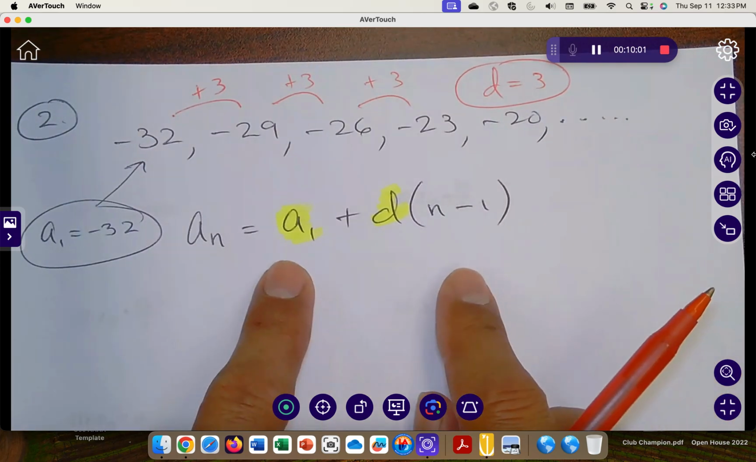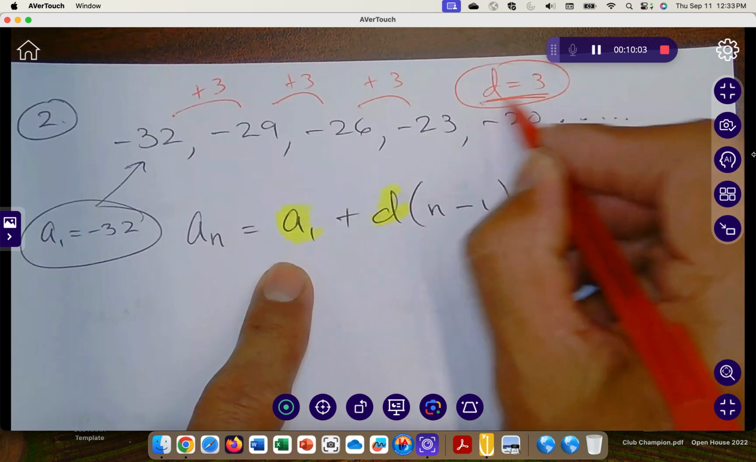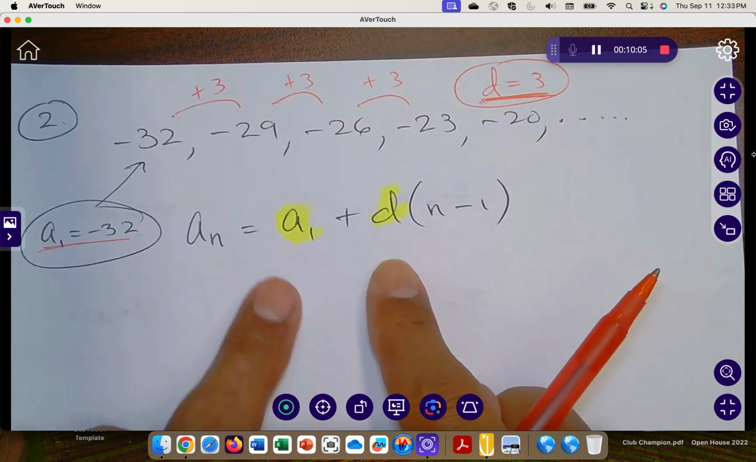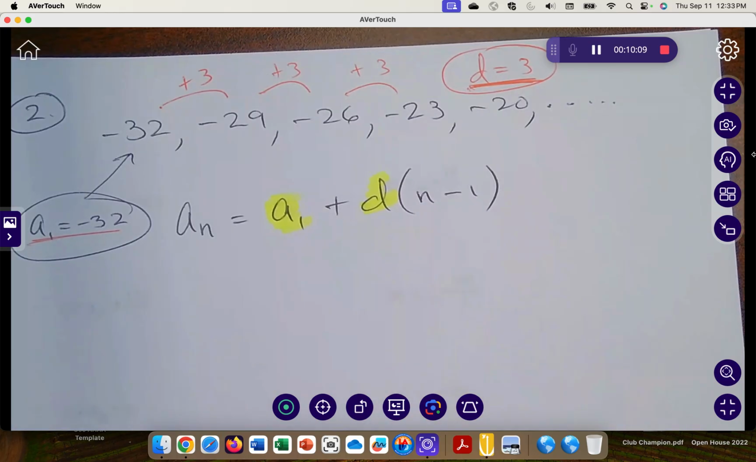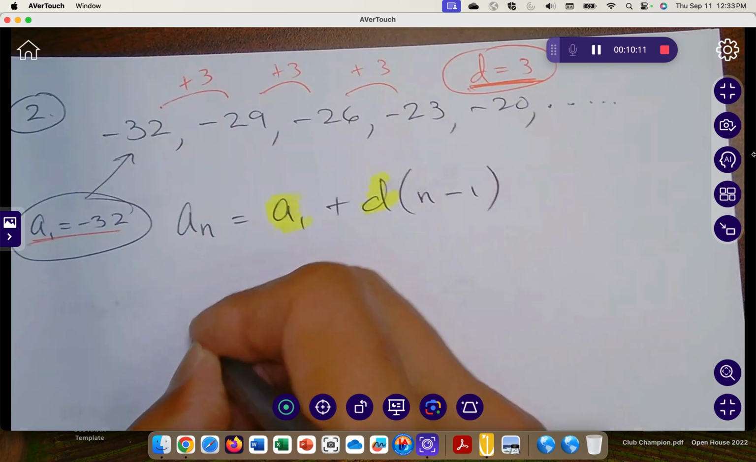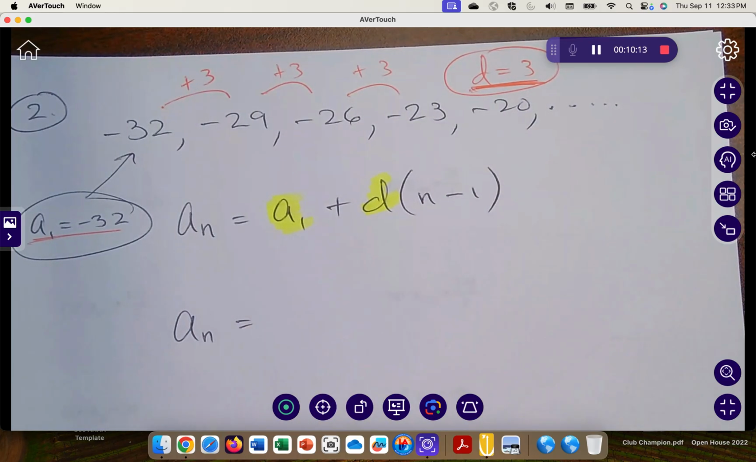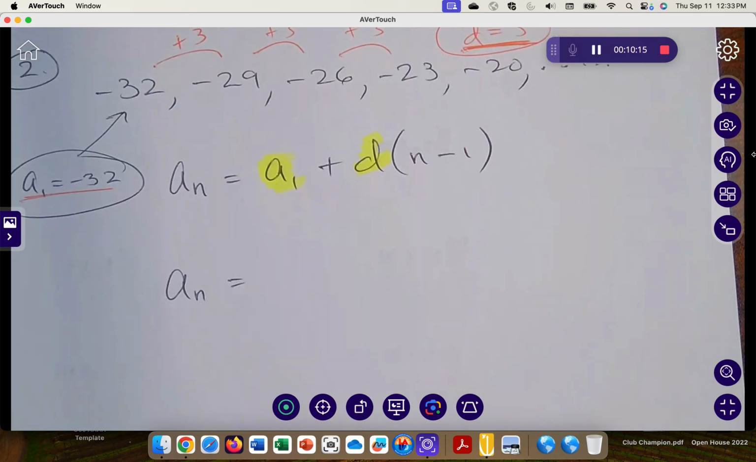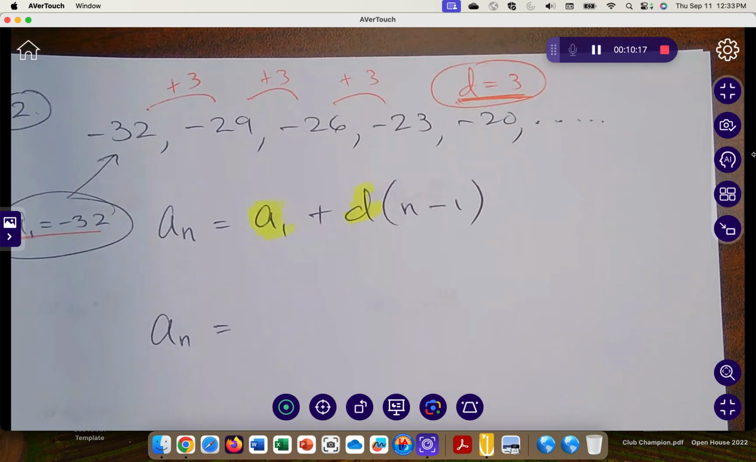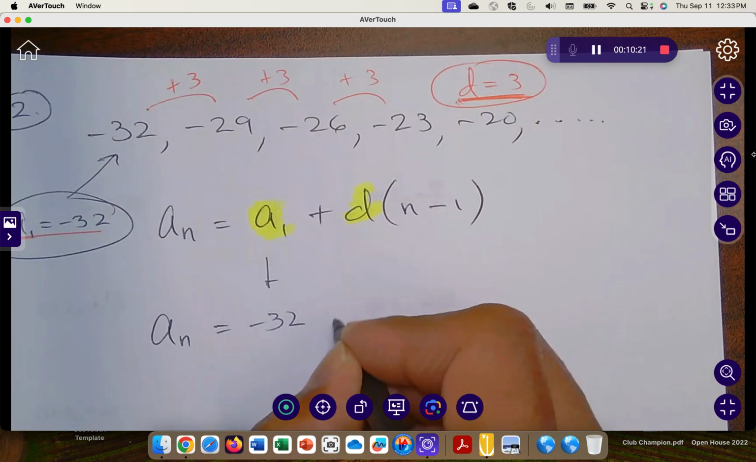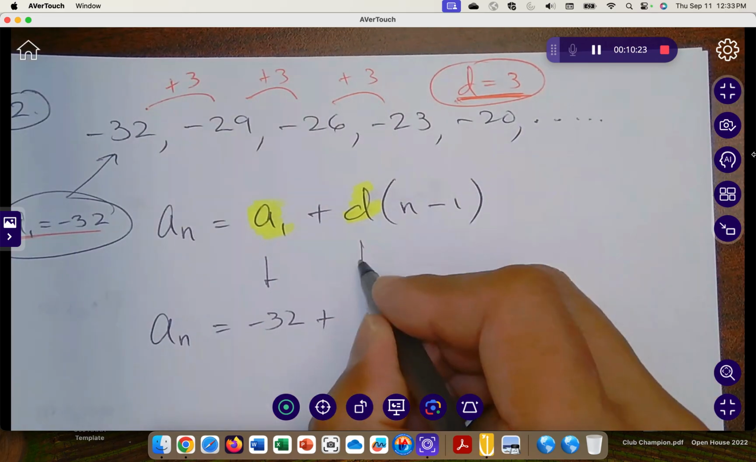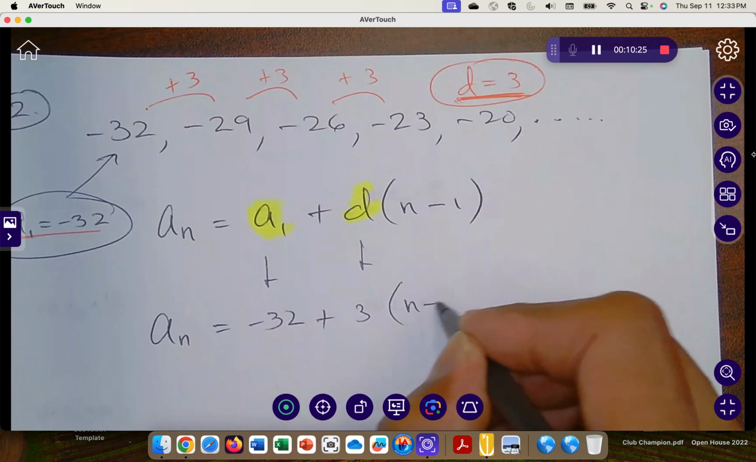Okay, we got the common difference and we got the first term. Go ahead and put everything into the formula. A to the n is equal to negative 32, right? Negative 32 plus 3 times n minus 1.